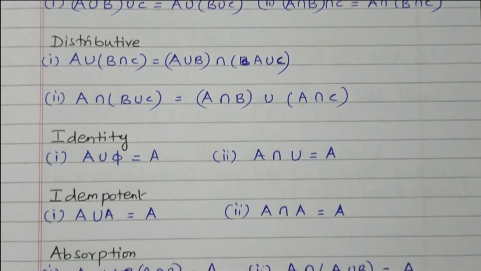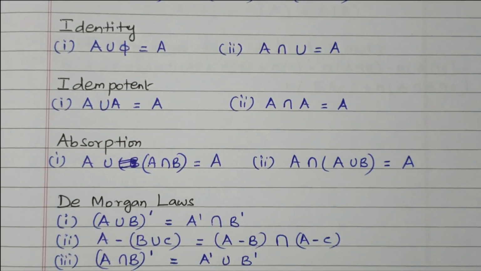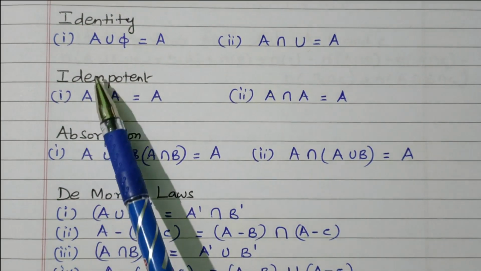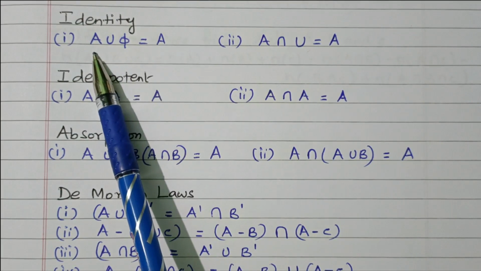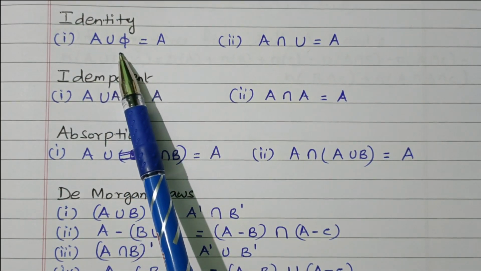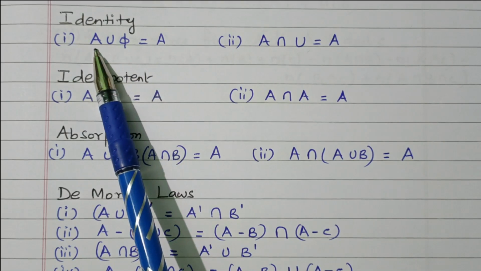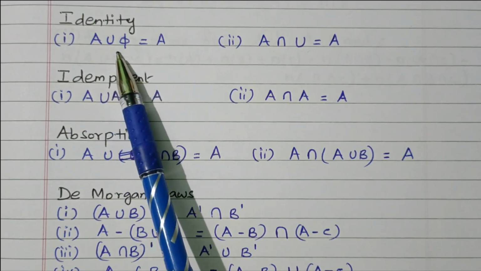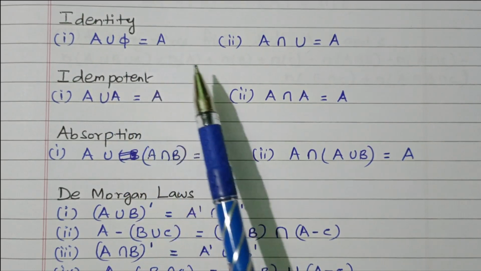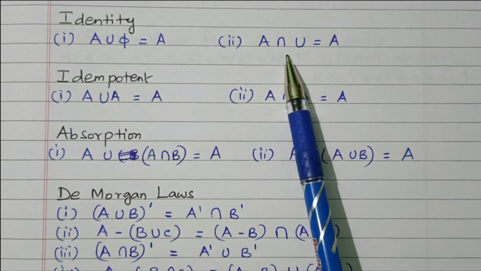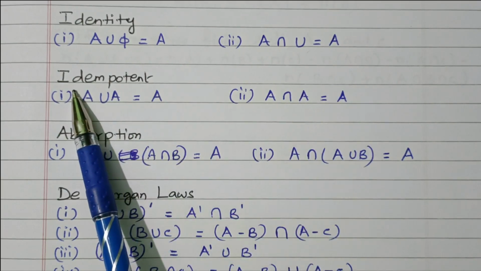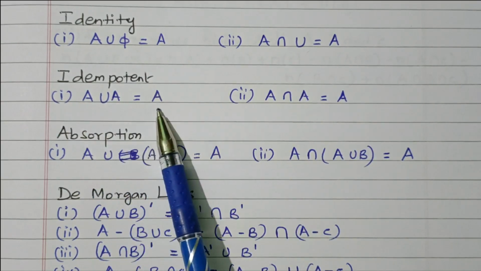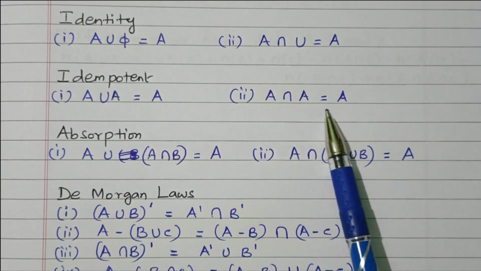Next one is the identity. The next property is identity. A union null equal to A, right? If set A is combined with the null set, which means not having any element, it will give A only. A intersect U equal to A only, right? Then idempotent, that is A union A equal to A. While combining A with A, it will give A only. A intersect A also A, right?